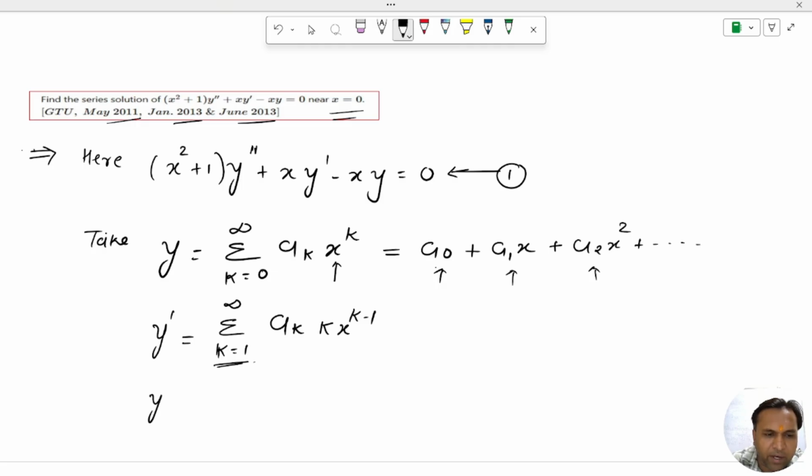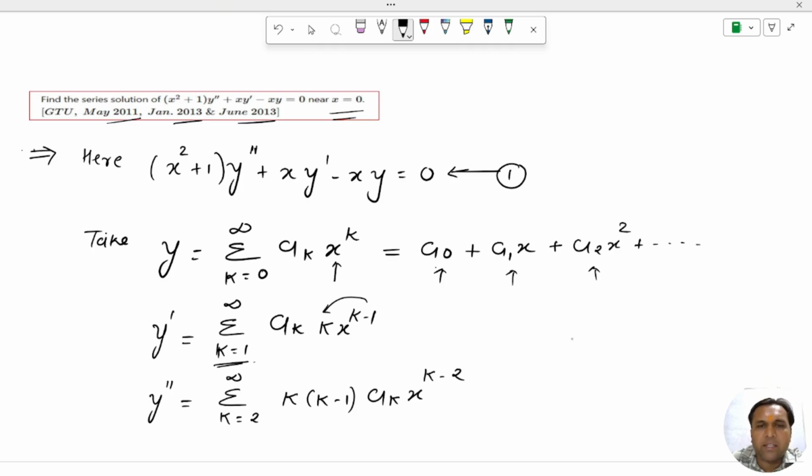If I find y double dash, it becomes summation k equal to 2 to infinity. k minus 1 comes in front, along with k, and the power reduces by one. So k times k minus 1 a k x raised to k minus 2. This is my step 1: you just have to find y dash and y double dash.